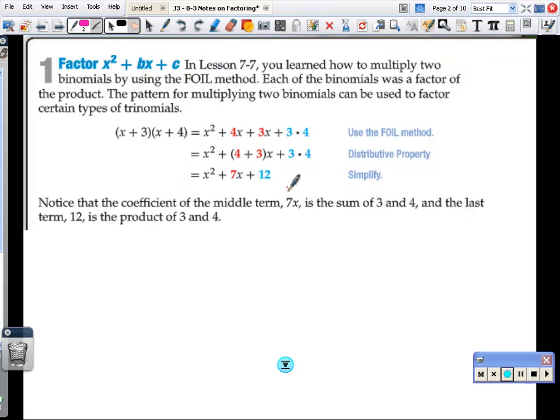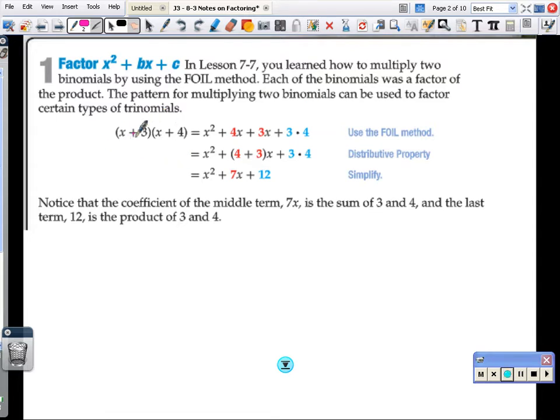Okay, so let's take a look. We're going to factor polynomials that look like this: x squared plus bx plus c. So we're going to start where the leading coefficient is 1, and then there'll be a number here probably, and then a number here at the end. The pattern for multiplying these can be used to factor certain types of trinomials also.